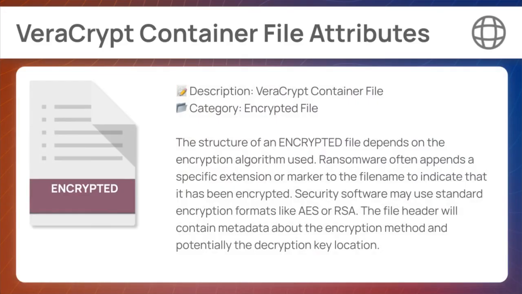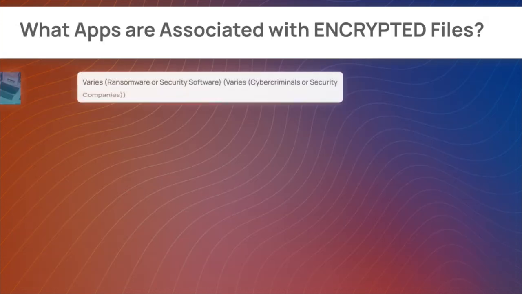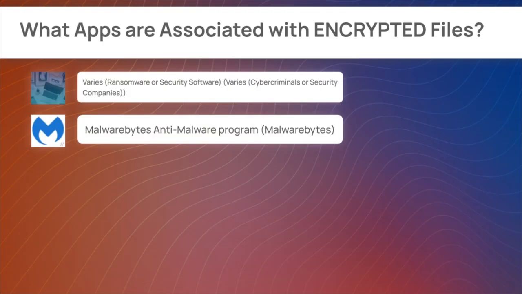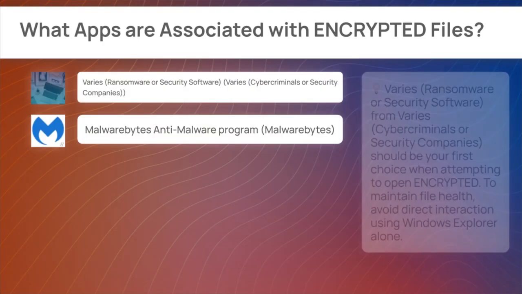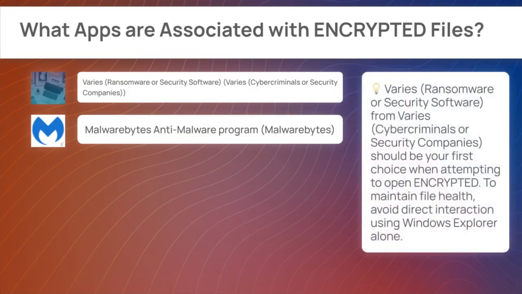Ransomware often appends a specific extension or marker to the file name to indicate that it has been encrypted. Security software may use standard encryption formats like AES or RSA. The file header will contain metadata about the encryption method and potentially the decryption key location. The tool most commonly used for creating encrypted files is VeraCrypt, ransomware or security software, by VeraCrypt, cybercriminals or security companies. The proprietary indexing requires careful handling to avoid critical file system errors.